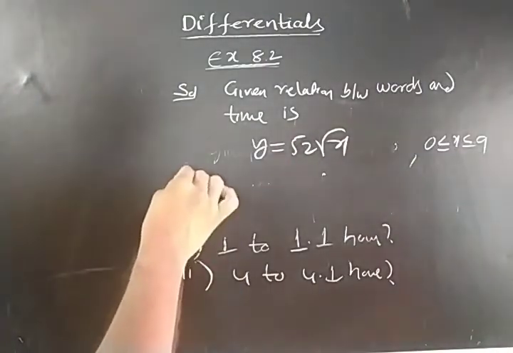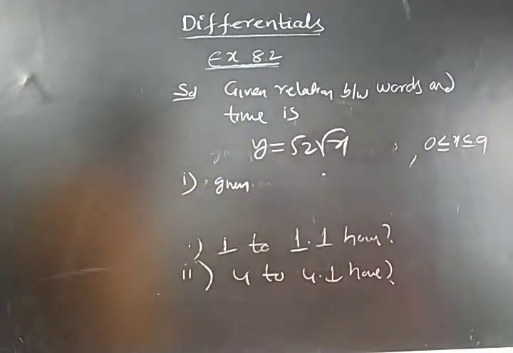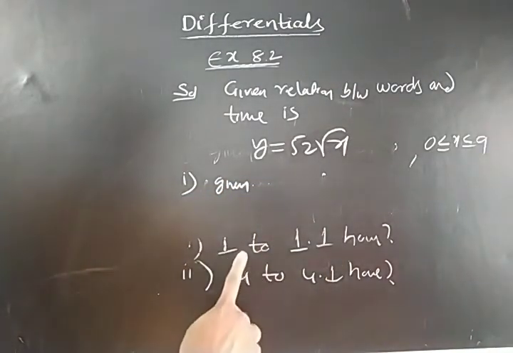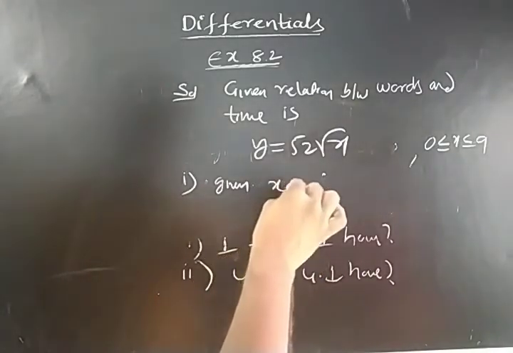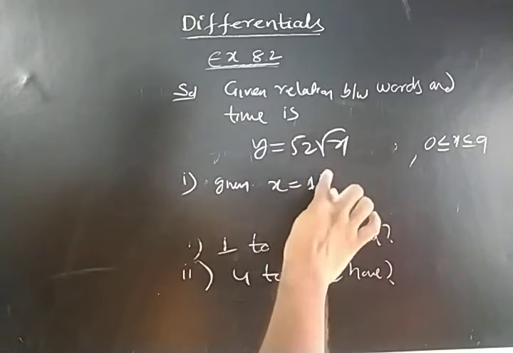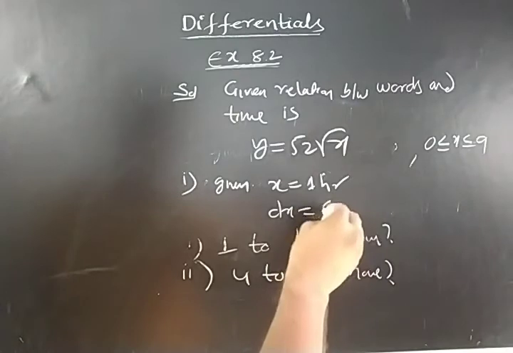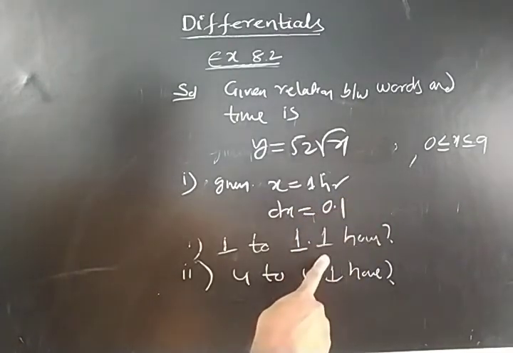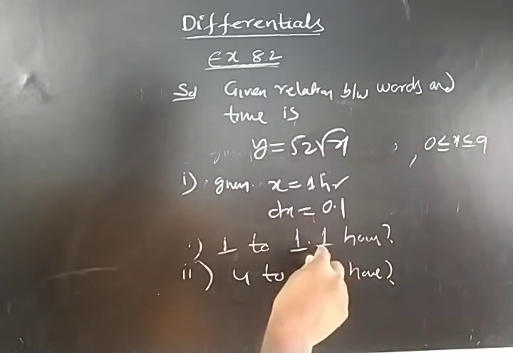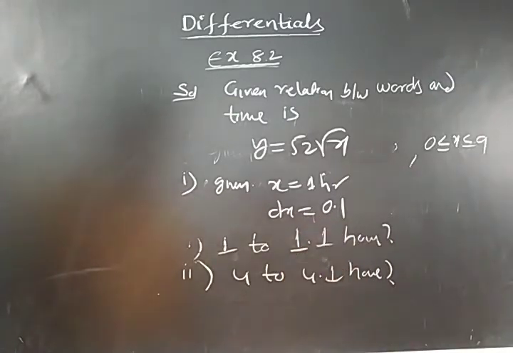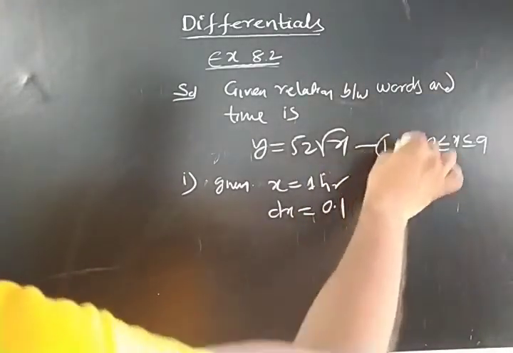See, in the first question, given time is denoted by x in this relation. So time is changing from 1 to 1.1 hour. First of all I am taking hours as 1 hour, and change in hour I am denoting by dx, which is 0.1. You should not take 1.5. It is increasing from 1 to 1.1, that means the change in time is only 0.1.